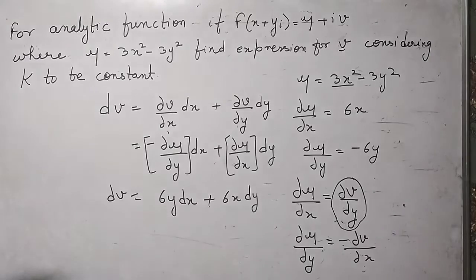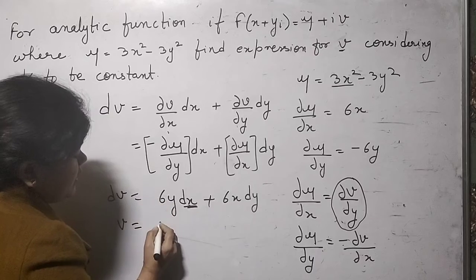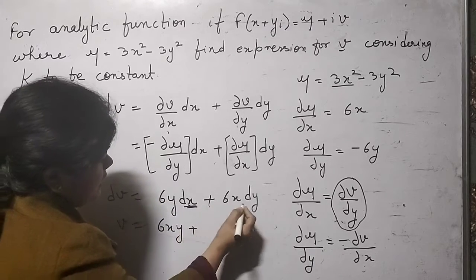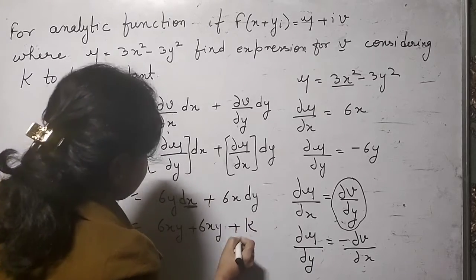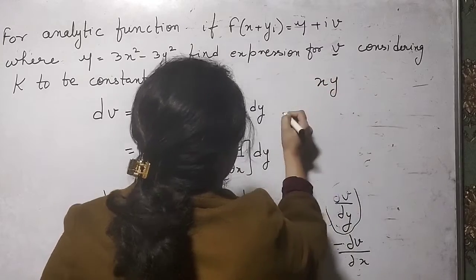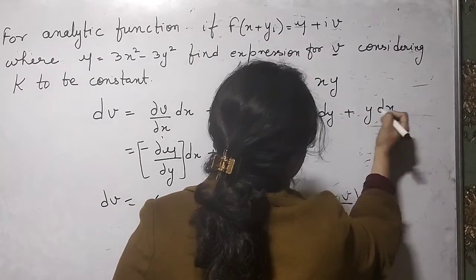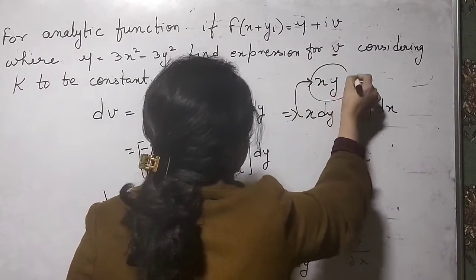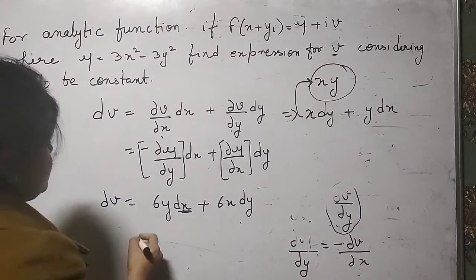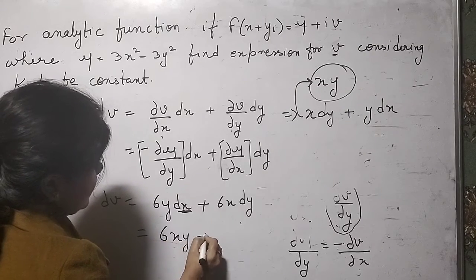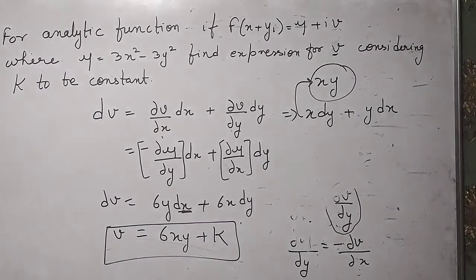So now integrating on both the sides, we get v is equal to 6xy plus k. Okay, so xy, if we differentiate it, we get x dy plus y dx. So the integration of this is this one. So similarly, we can see over here 6y dx and 6x dy. So we can write it as 6xy plus k is v. So this is the proper expression.